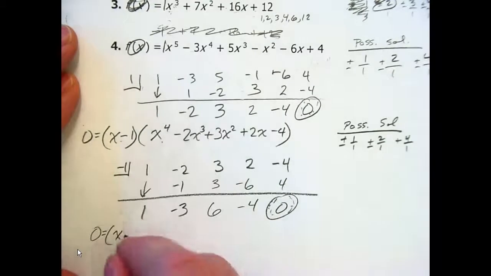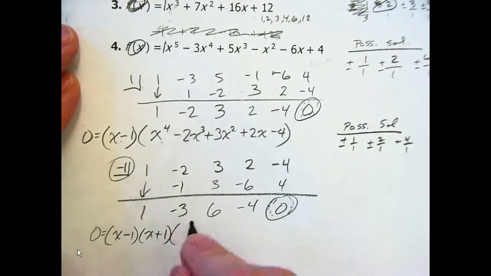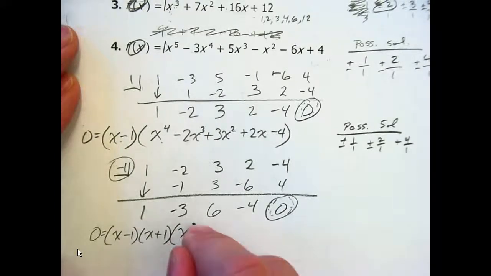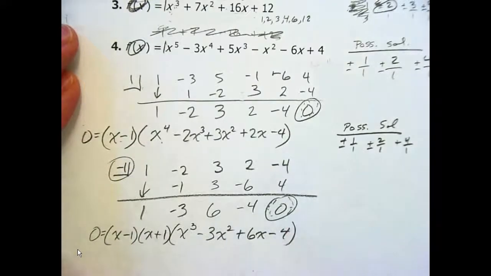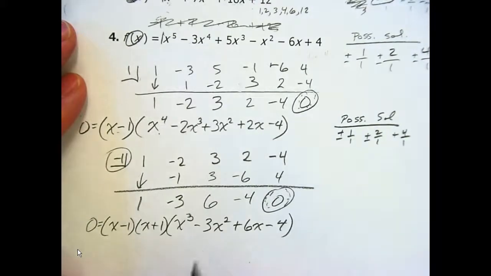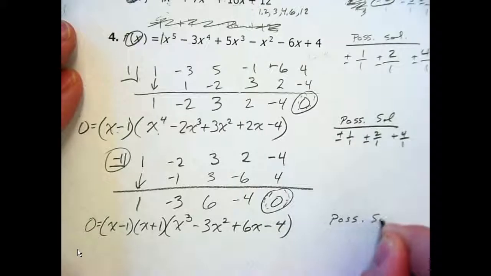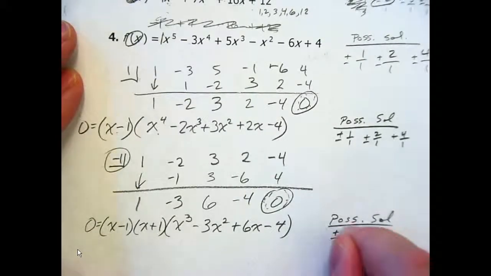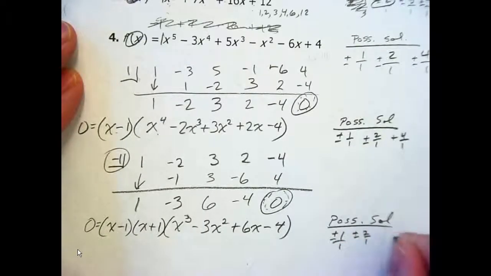So we bring down our x minus 1. Here's our x plus 1. And then we have to go x cubed minus 3x squared plus 6x minus 4. Hey, can we do factor by grouping? Nope. Man, we cannot. So possible solutions. Go. Same thing. This is fun. This is really fun. Do 2, you do negative 2?